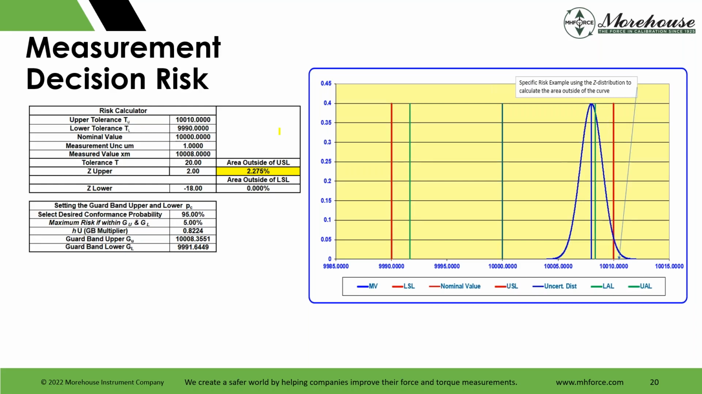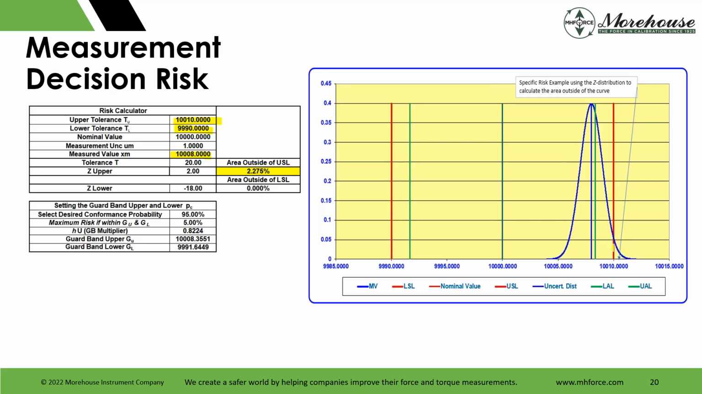It's our 10,000 pound device, specifications plus or minus 10 pounds. So we have an upper tolerance. Remember our specification limits: the upper tolerance of 10,010, lower tolerance of 9,990. Measurement uncertainty in this case is 1 pound. And then there's a graph. What we're really looking at is this measured value at 10,008.